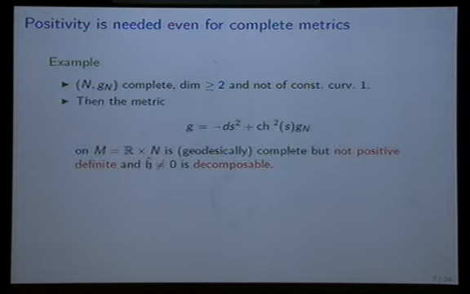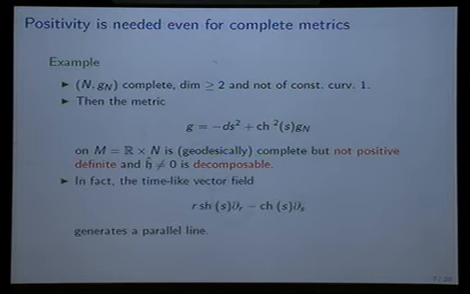And then we take this formula as a metric. So again, this is some warped product now with a hyperbolic cosine function and only one factor here, N. And here we have a minus sign, minus ds square. And this metric is nice. It is a geodesically complete metric, but it is not positive definite. And again, the cone over M is decomposable, locally decomposable.